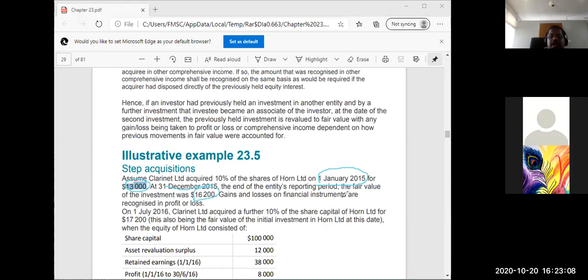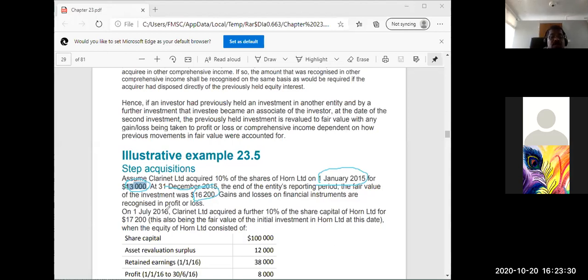Gains or losses on financial instruments are recognized in profit or loss. This is the financial asset through profit and loss. So the difference in fair value, you charge to the P&L. 13,000, 16,200, the difference you charge to the P&L. Okay.